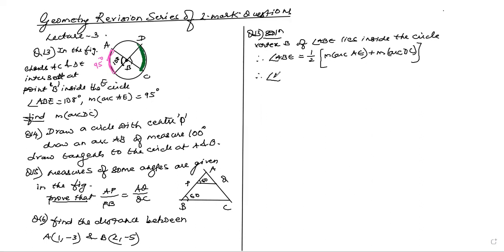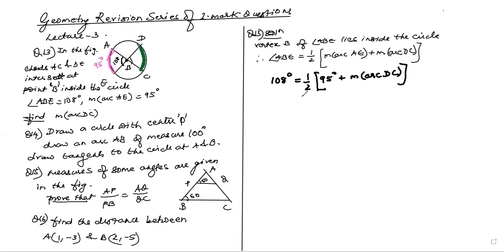Naturally, therefore, angle ABE equals half. They have given us the measure of angle ABE. So what is the measure of angle ABE? 108 degrees. So I put 108 degrees equals half of measure arc AE, which is 95 degrees, plus measure arc DC, which is what we want.